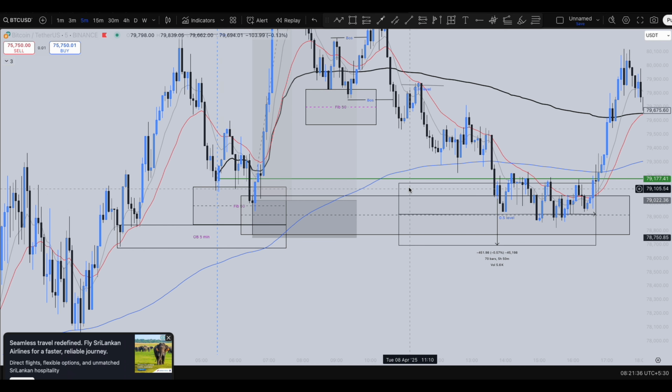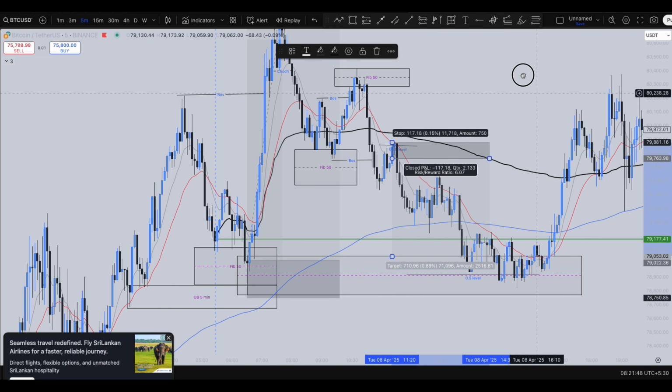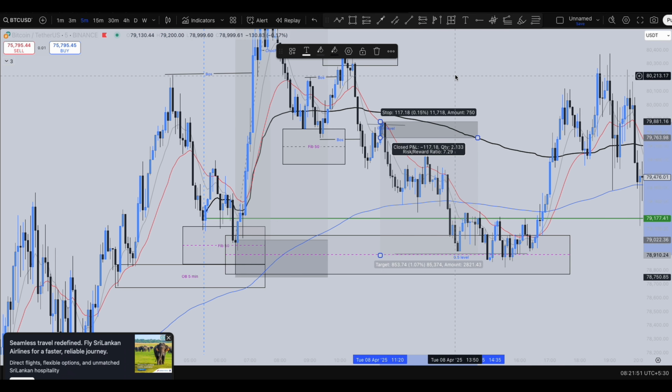Since the market here came all the way to this order block level over here, you could have easily taken a short position after seeing this kind of bearish candle, keeping your stop loss just above that candle and targeting all the way to this low.